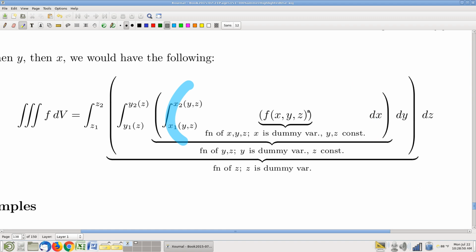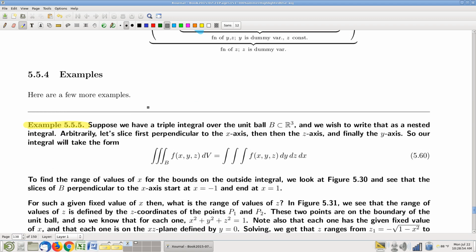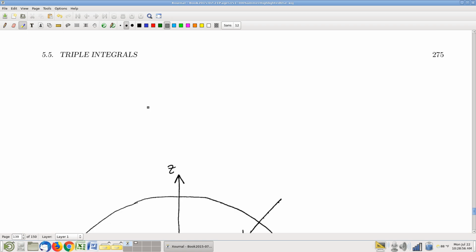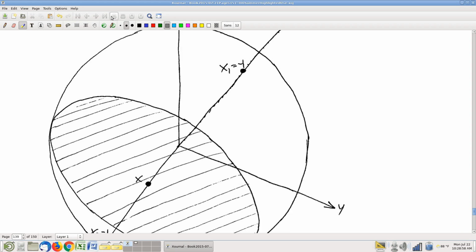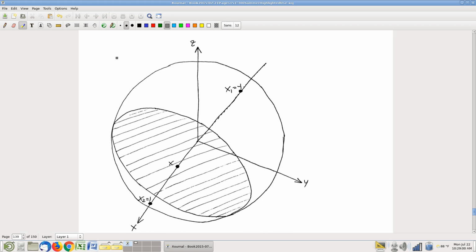Okay, a bunch more slicing to do. I've got a bunch of examples. I'm mostly going to point to the pictures because we've talked about the algebra a fair amount at this point, and I think the algebra is pretty straightforward. So let's look at the unit ball. This is a classic, early example for triple integrals.